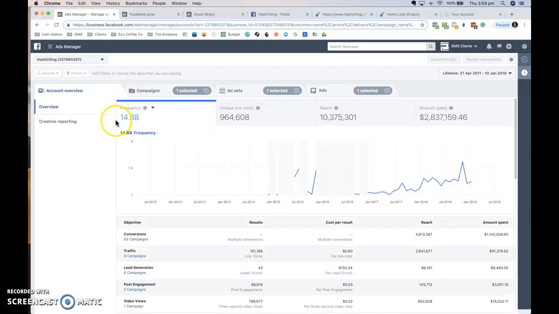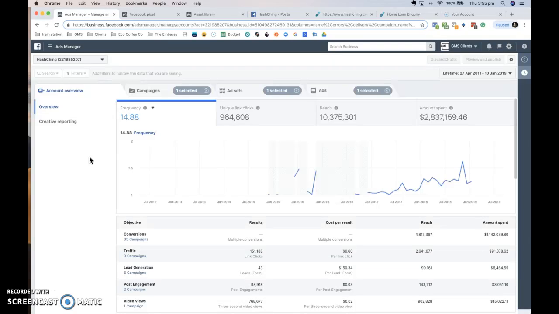One of the first figures that jumped out at me was the frequency. So 14.8 is quite high. Now, if you're not aware, I'm sure you are, but just in case, frequency is how many times on average each person that has seen your ads sees them. That's an average as well.